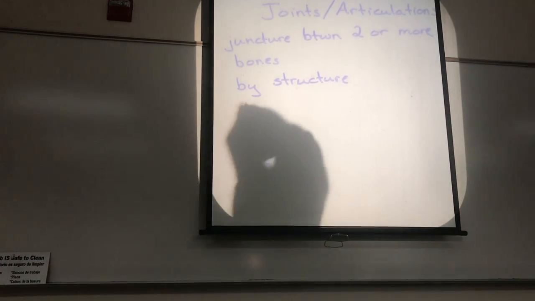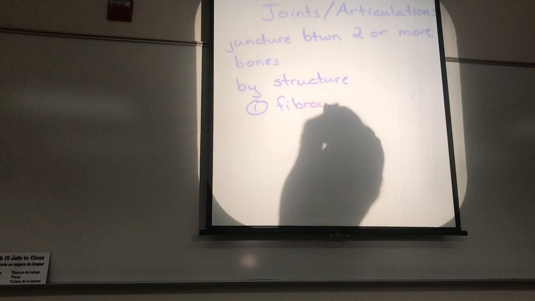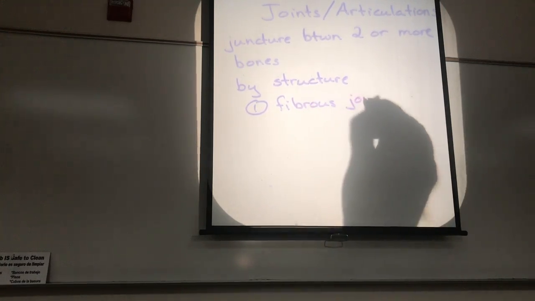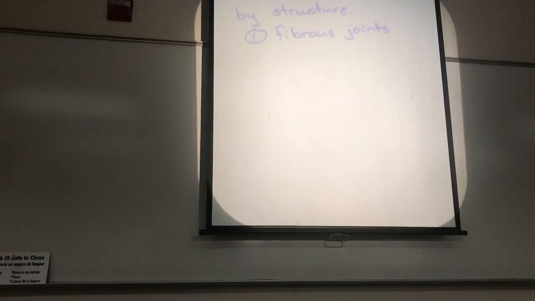Under this scheme we have what are called fibrous joints. Fibrous joints have no joint cavity, and the bones are connected to each other with a fibrous connective tissue. Fibrous connective tissue joins the bones together.